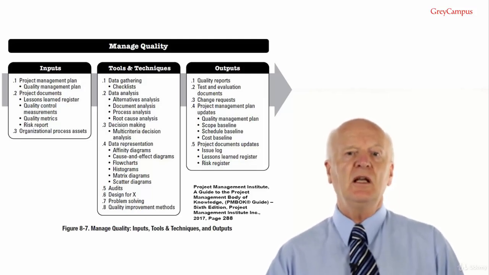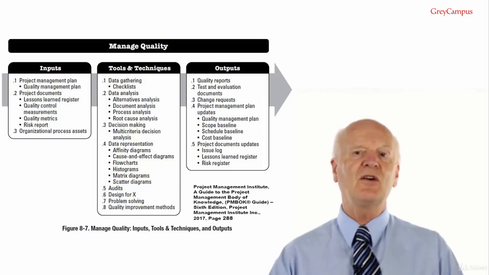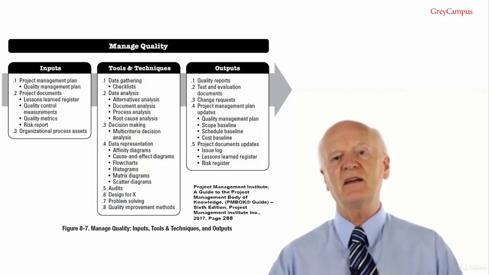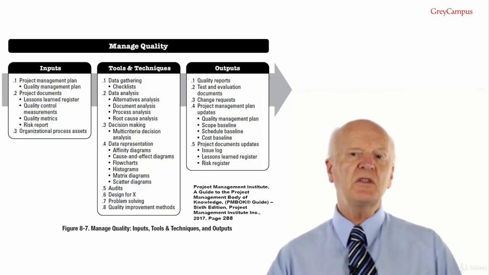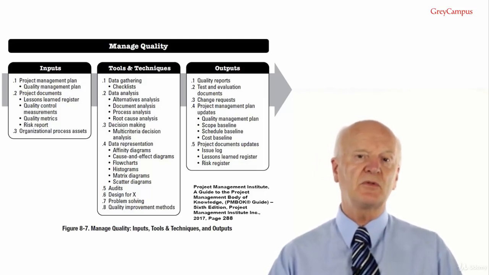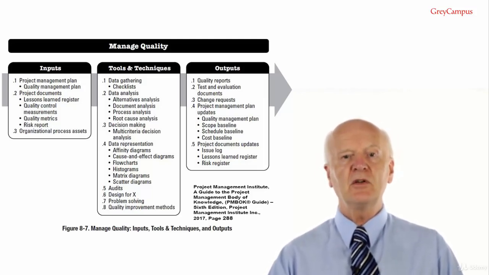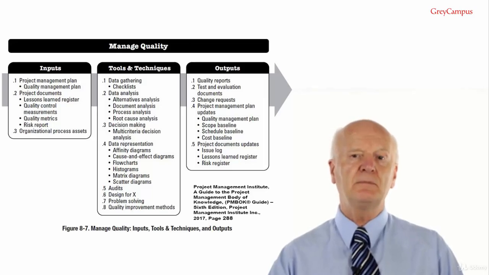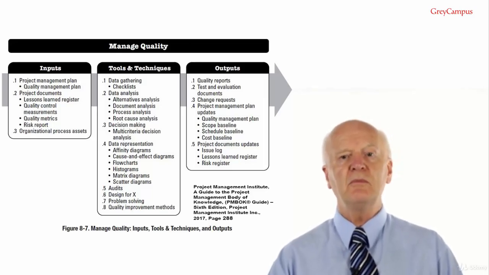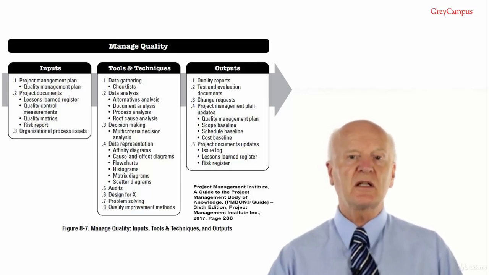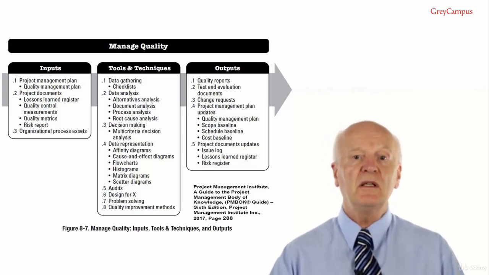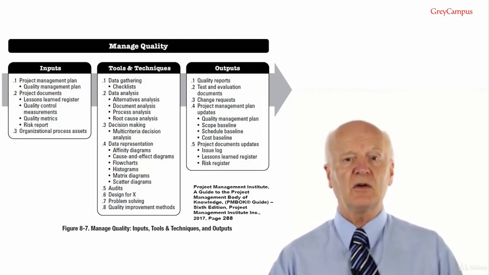Any change to the project management plan goes through the organisation's change control process via a change request. Components that may require a change request for the project management plan include quality management plan. The agreed upon approach to managing quality may need to be modified due to actual results. Scope baseline. This may change as a result of specific quality management activities. The same with the schedule baseline and the cost baseline.